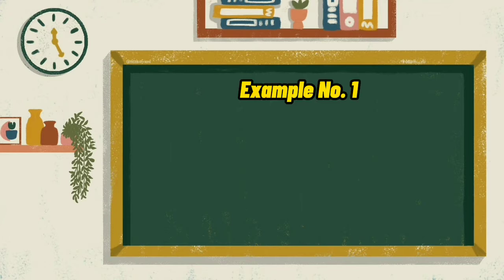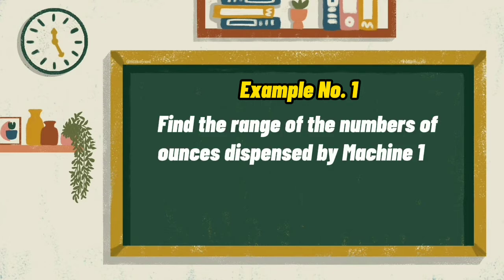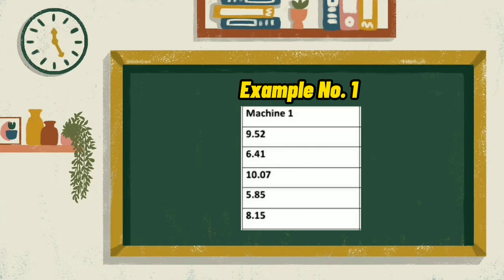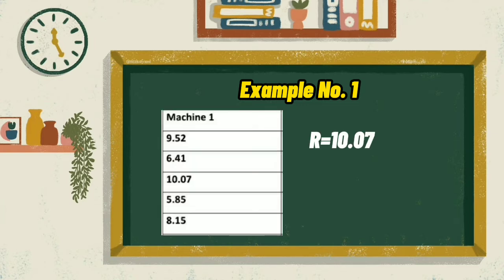So, for example, meron tayong given example dito from our module. Example number 1: find the range of the numbers of ounces dispensed by machine 1. As you can see, ito yung number of ounces dispensed by machine 1. Ang gagawin natin, hahanapin natin yung pinakamalaking number, the greatest number, and the lowest number of ounces dispensed dyan. The greatest number of ounces dispensed there is 10.07, while the least number is 5.85.